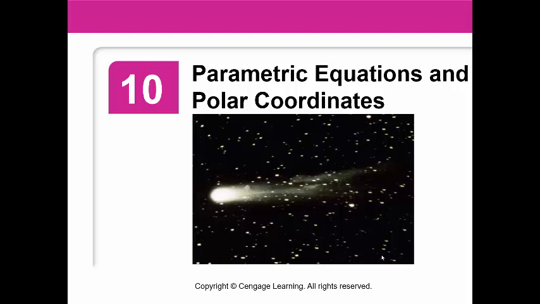Section 10.1 was all just about parametric equations. This one is going to be bringing some of the calculus to it. So I'm going to go through the slides here for this lecture, and it's going to cover four main topics: tangent lines, areas, arc length, and surface area.